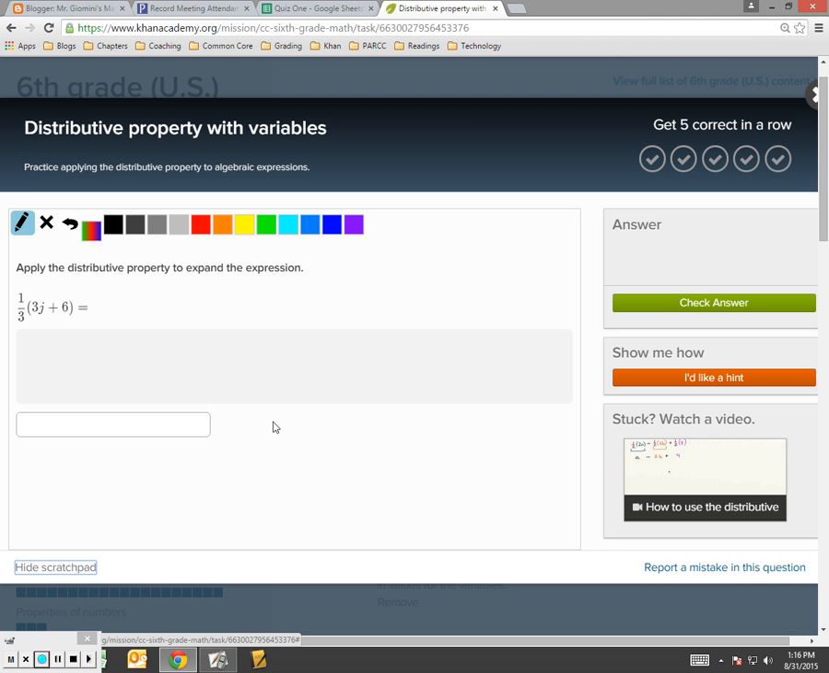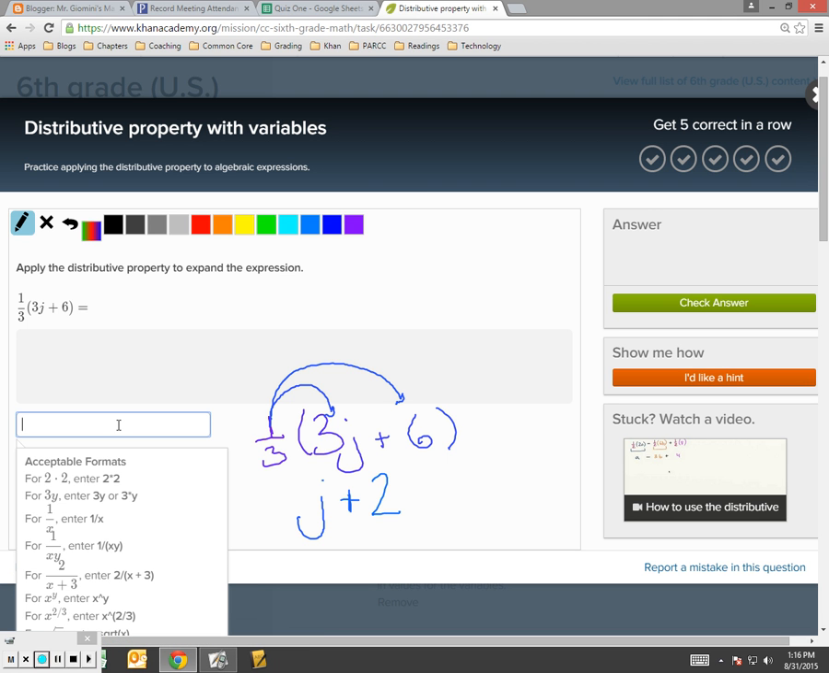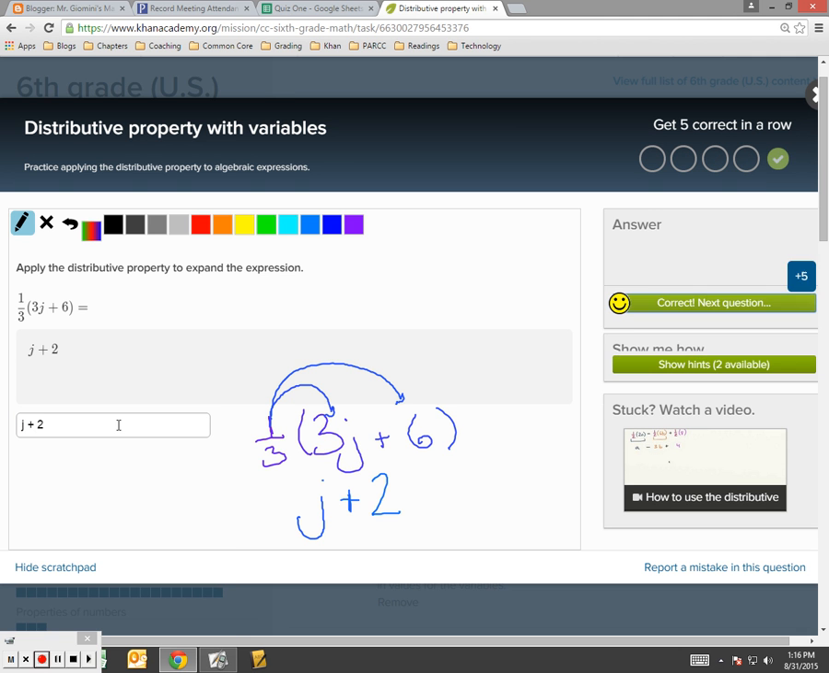It says 1/3 times 3j plus 6. Okay, now I'm multiplying this 1/3 times everything inside the parentheses because I cannot combine the like terms. So 1/3 of 3. If I took 3 and broke it into 3 equal parts, I would just have 1. So I just have j plus, well, what is 1/3 of 6? Again, if I break 6 into 3 equal parts, how much is each equal part? I have 2. I have simplified that to j plus 2. Hey, I'm correct.